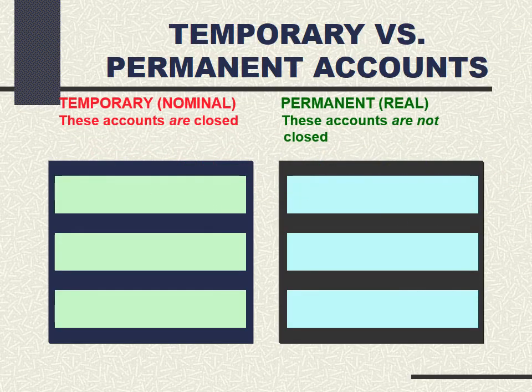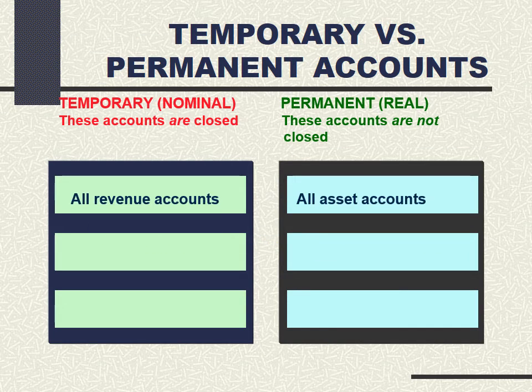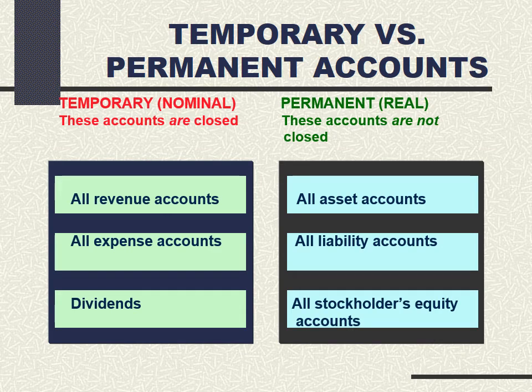So let's look at the different temporary accounts. Temporary accounts are closed. Makes sense because they're temporary. Permanent accounts are not closed. Another term for these, good for your notes, nominal, real. So let's make a list of the different temporary and the different permanent accounts. Revenues, expenses, and dividends, temporary. Assets, liabilities, and all stockholders' equity accounts are permanent. When I say all stockholders' equity accounts, I'm talking about common stock and retained earnings, because all of the revenues, expenses, and dividends that have updated retained earnings will be closed.